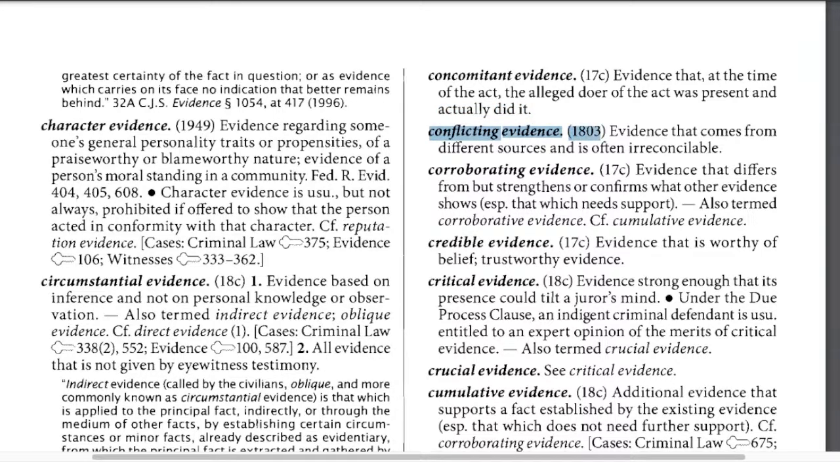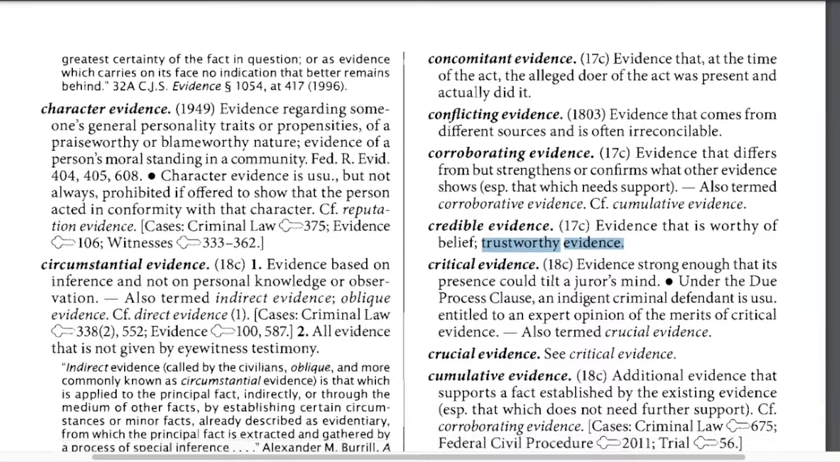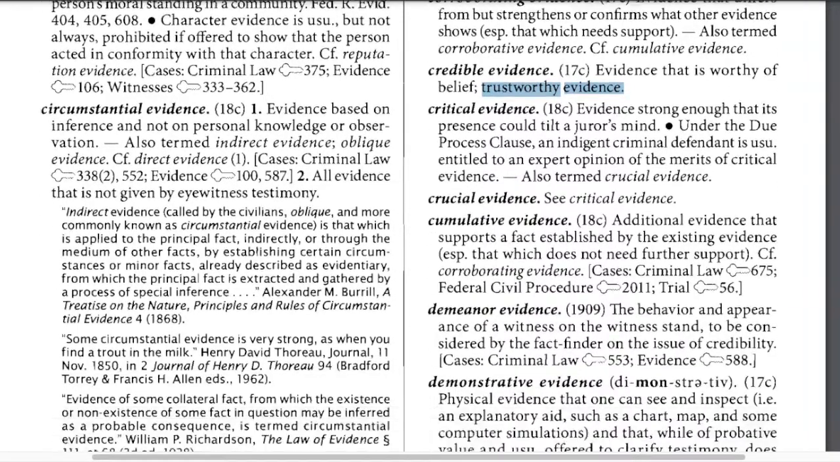Then there's conflicting evidence. So 1803: evidence that comes from different sources and is often irreconcilable. And you have corroborating evidence, 17th century: evidence that differs from but strengthens or confirms what other evidence shows, especially that which needs support. Corroborating and corroborative evidence, got it. Credible evidence, 17th century: evidence as worthy of belief, trustworthy evidence. Oh gosh, I'm sure that one's misused.